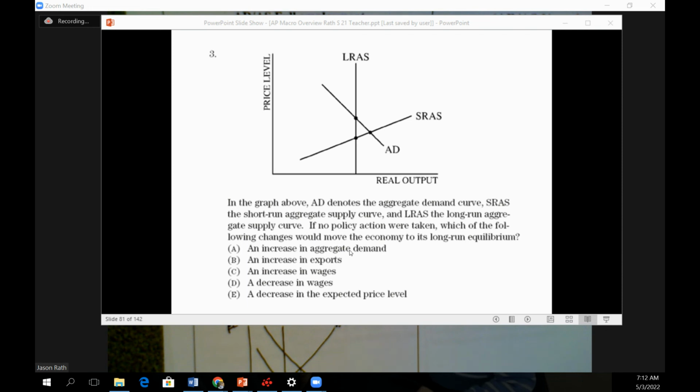So is it going to be an increase? No. How about this? Increase in wages? No. Decrease in wages? That would be the one getting us back here. I know we just said wages are sticky, but that's a Keynesian model. A decrease in the expected price level. But right here, to get back to this, that's what you're looking at. You see how that is? That would have to shift over. That would be a decrease in wages.